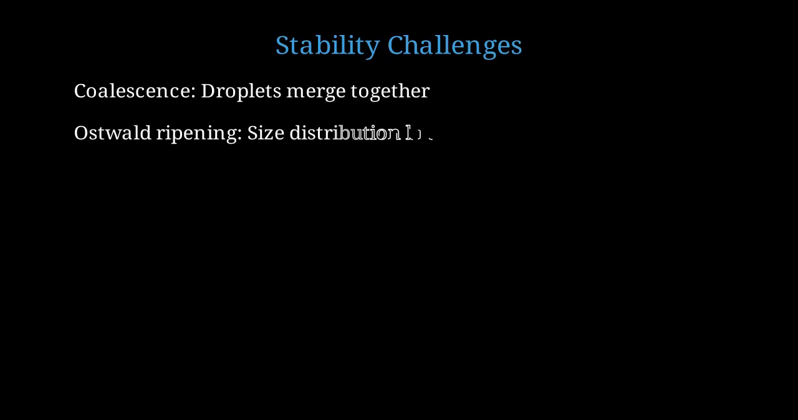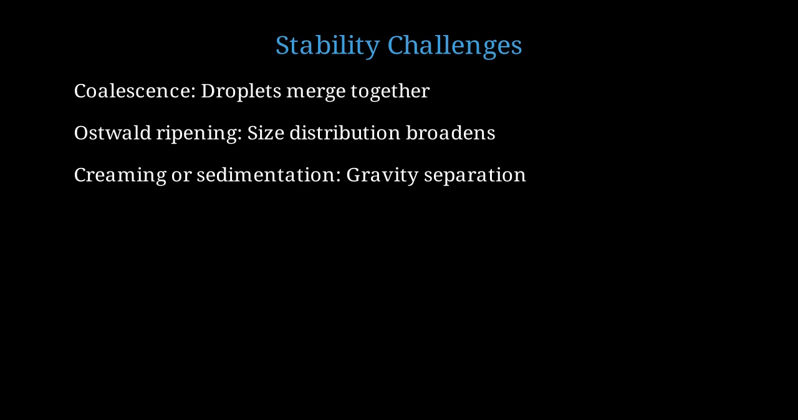One challenge with all these structures is long-term stability. What causes them to fail? Coalescence occurs when droplets merge together, destroying the compartmentalization. This happens when surfactant coverage is insufficient. Ostwald ripening causes the size distribution to broaden over time as molecules diffuse from small to large droplets due to Laplace pressure differences. Creaming or sedimentation occurs due to density differences. Droplets float or sink based on whether they're lighter or heavier than the continuous phase.